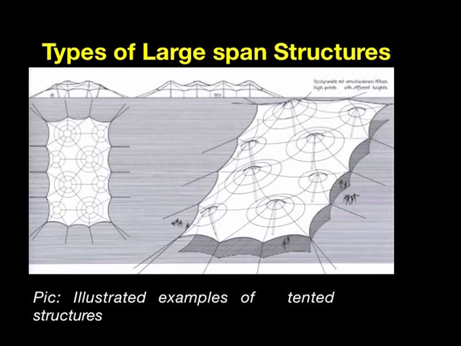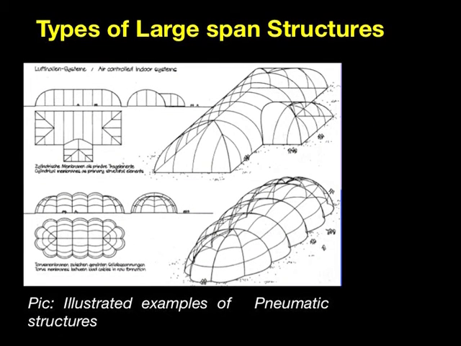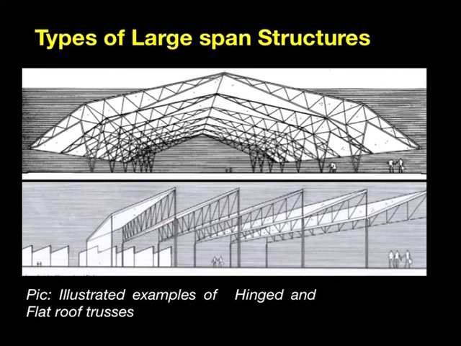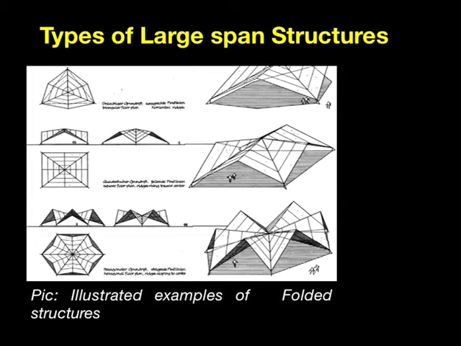Moving on to the next type, this type is called tented structures. We saw tented and masted structures in our earlier videos. When these tented and masted structures are used in a number of ways, they can span very large distances. This is an example of a pneumatic structure, another type of long span structure. Trusses are also used to span large spans. Folded plates are an excellent example of how large span structures can be formed.